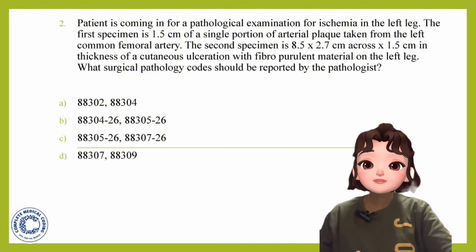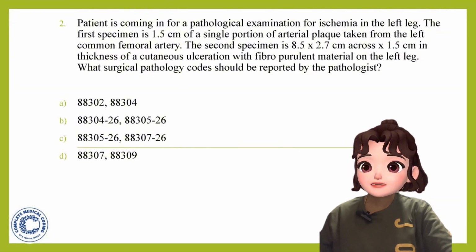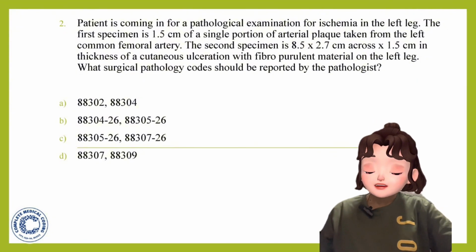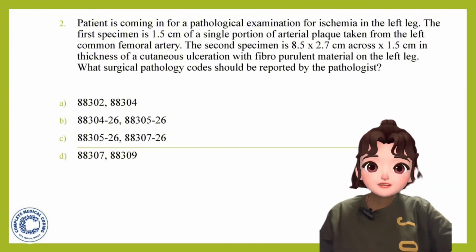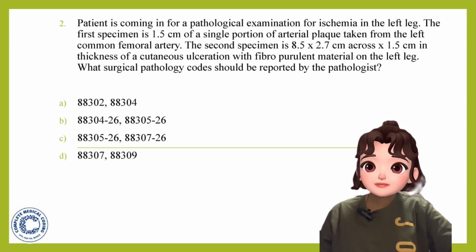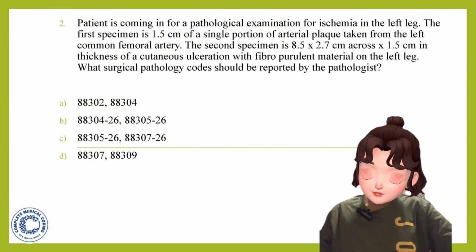So the first part should be from the left femoral artery, and then the second specimen is from the left leg. Okay, cutaneous ulceration on the left leg. So you have to find that out. It's easy to find surgical pathology codes. If you check 88302, the first option, 88302 and 304. What is 88302 and 304?